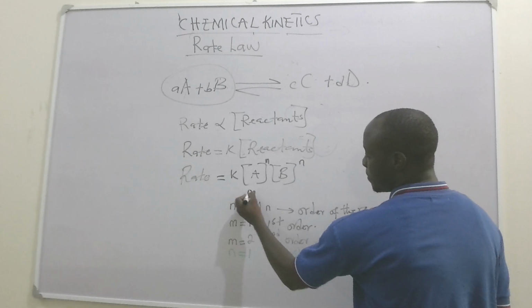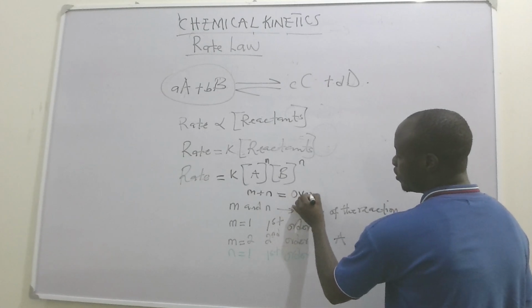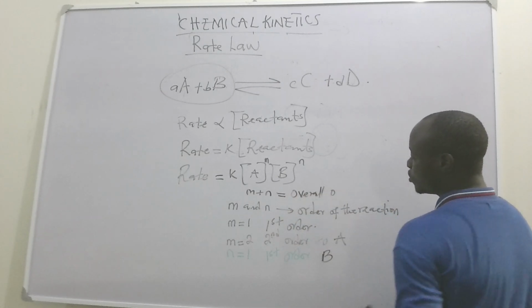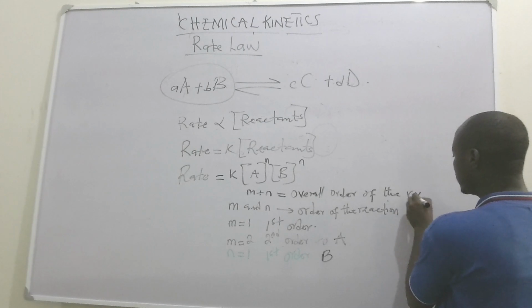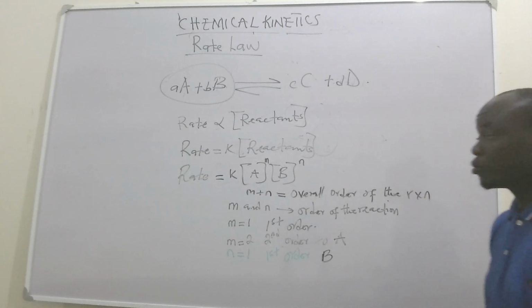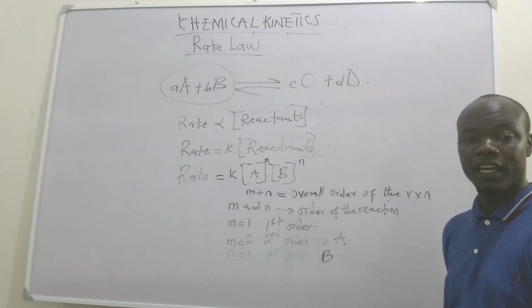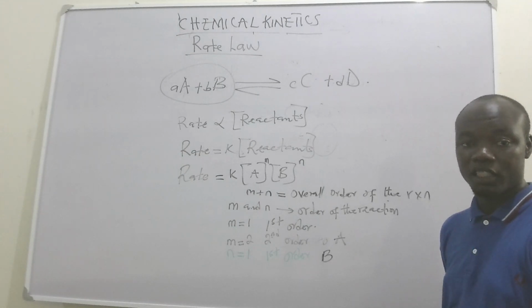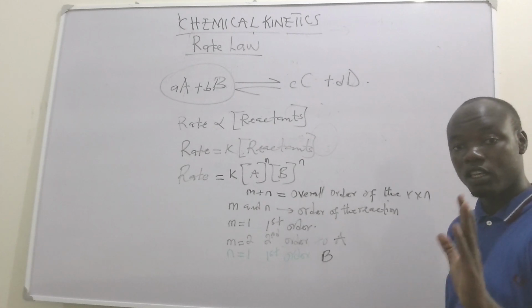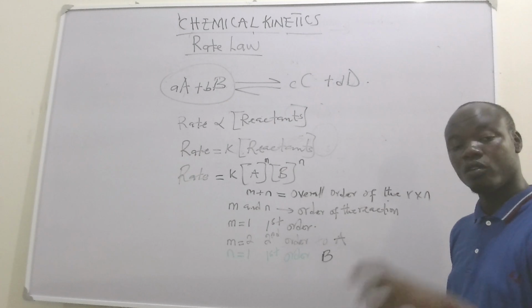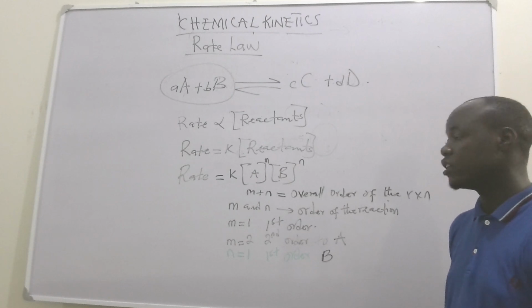We are going to have m plus n. So m plus n will give us the overall order of the reaction. So if you sum the exponents, m and n, which are called the orders of the reaction, they can only be determined experimentally. You cannot know them by just merely looking at the equation. Rather, you can only know them using experimental methods or from the initial concentration of the reactant particles. So from there, you can simply get that. Okay.